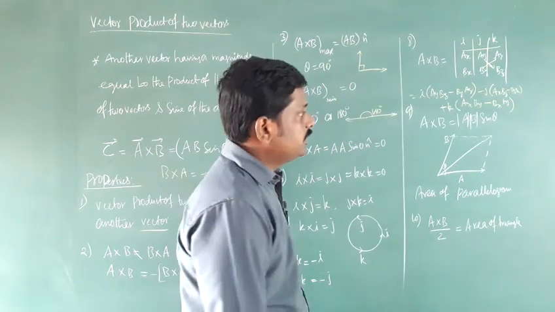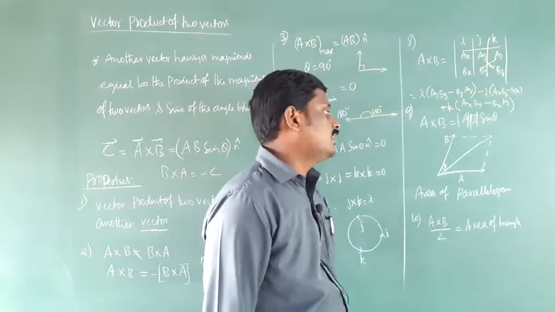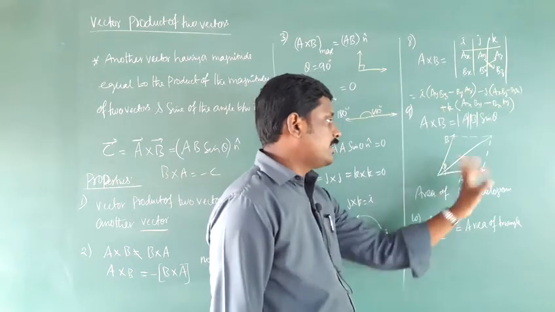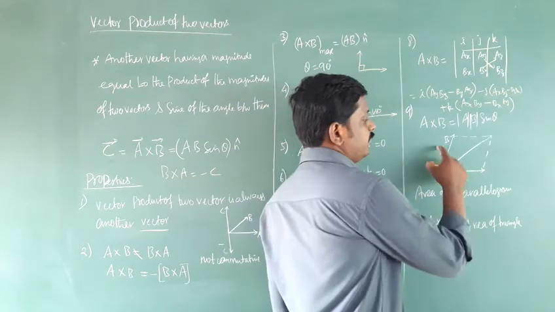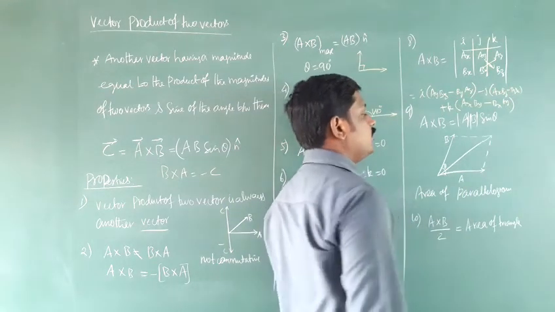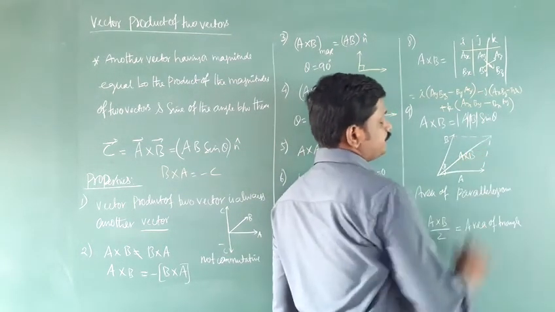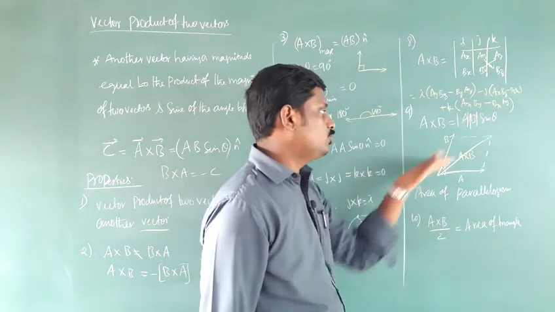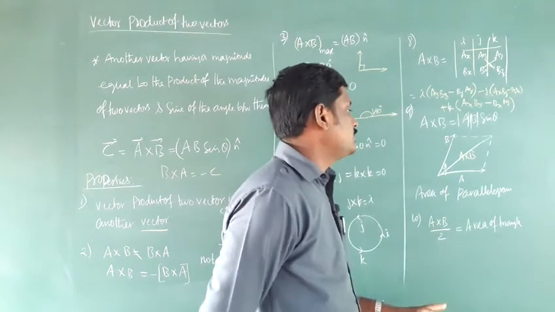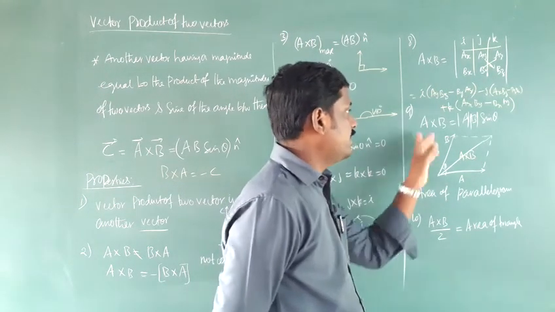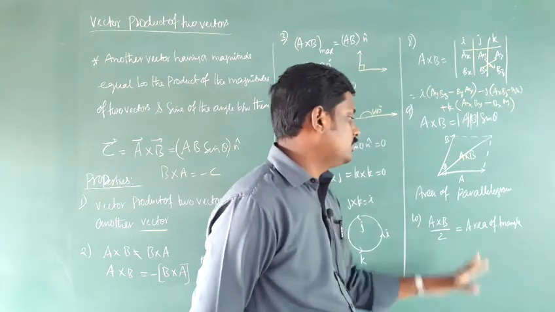Then A cross B equals AB sin theta. If A vector and B vector are the two adjacent sides of a parallelogram, then the area of the parallelogram is A cross B. So we can divide the parallelogram into two by cutting it in half. So this is a triangle. So A cross B by 2 is equal to the area of a triangle.